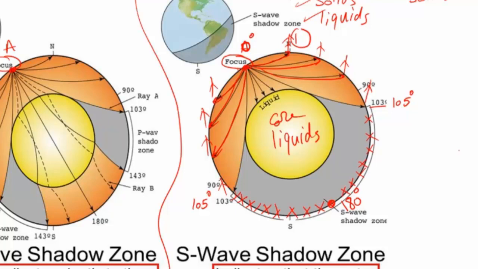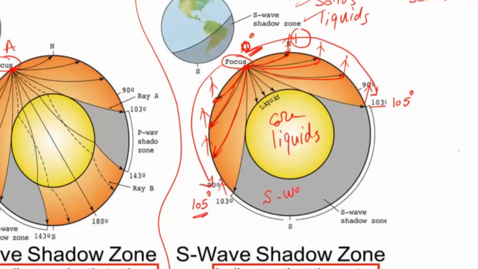We receive the S wave starting from angle 0 up to angle 105, and from angle 0 to 105 on the other side. But after that, no secondary wave at all. So all of these waves were absorbed inside some core inside the Earth, and this core must be a liquid core. So this is how they discovered the liquid core. And they called this area that has no secondary wave the S wave shadow zone. So in this area, there is no S wave.